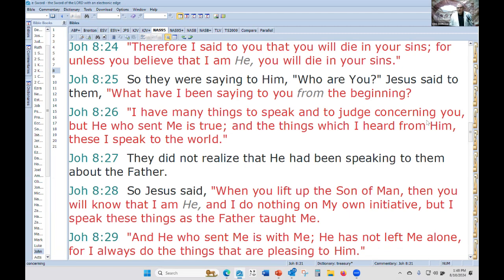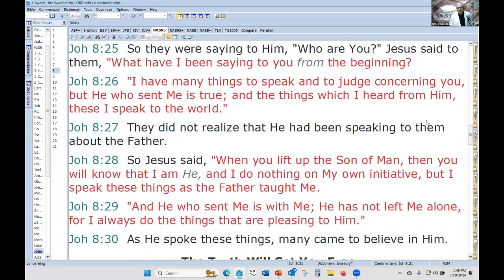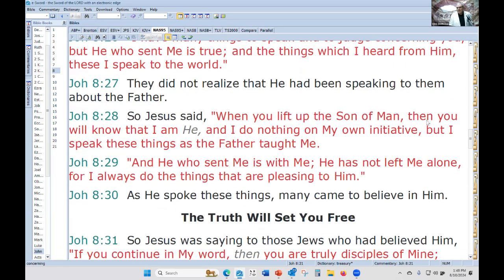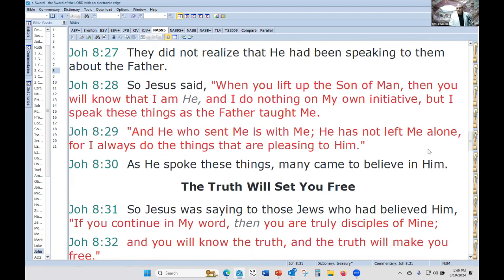They did not realize that he had been speaking to them about the Father. So Yeshua said, when you lift up the Son of Man, then you will know that I am he, and I do nothing on my own initiative, but I speak these things as the Father taught me. And he who sent me is with me, and he has not left me alone, for I always do the things that are pleasing to him. And he spoke these things, and many people came to believe in him.